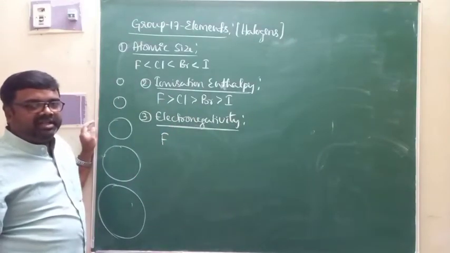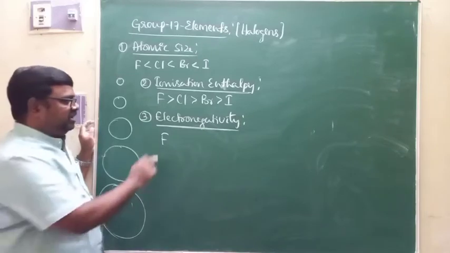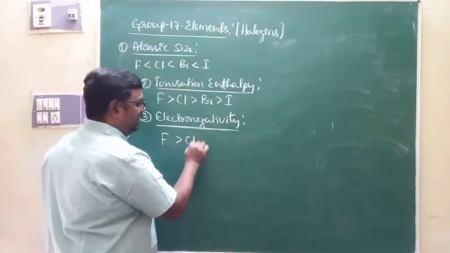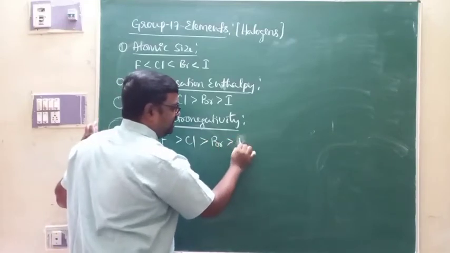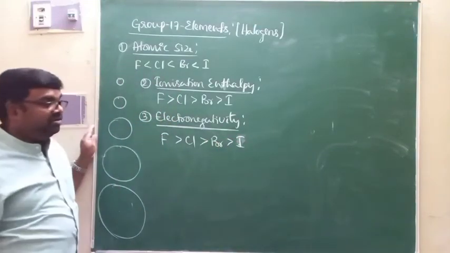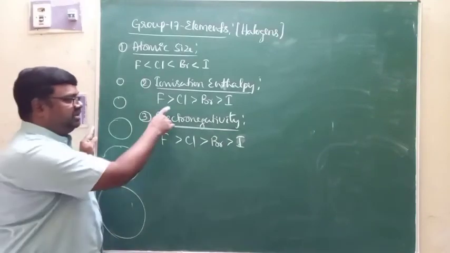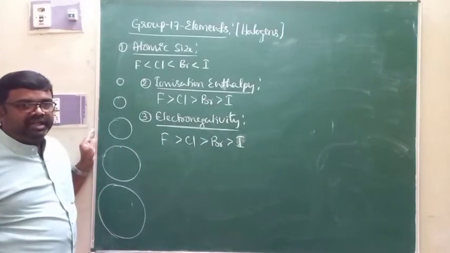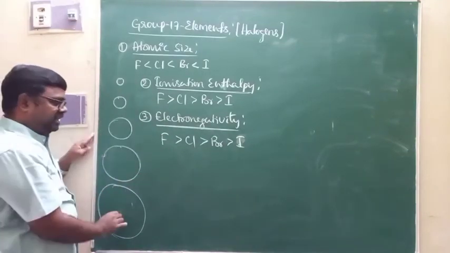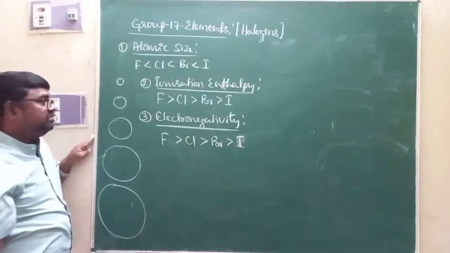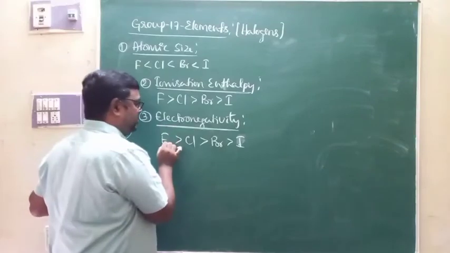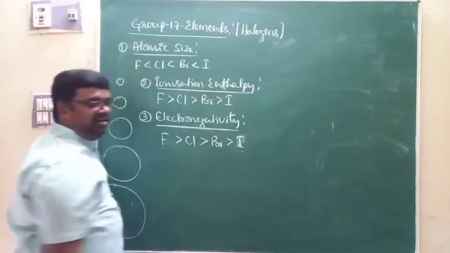That is, the element with the highest electronegativity is fluorine, and that decreases down the group. Of course, electronegativity decreases from fluorine to iodine because atomic size increases, or the ionization enthalpy decreases. Because of that, electronegativity decreases from fluorine to iodine.